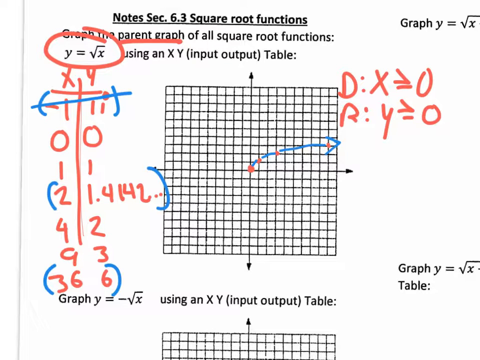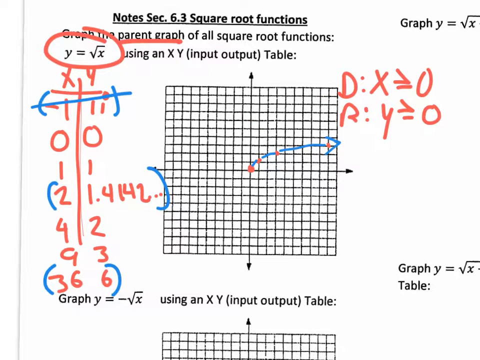So any square root function is going to look like this. But sometimes the square root functions get shifted. Like maybe it doesn't start at 0, 0. It might start at 0, 5 or something like that. And it shoots off in that direction, same curve.